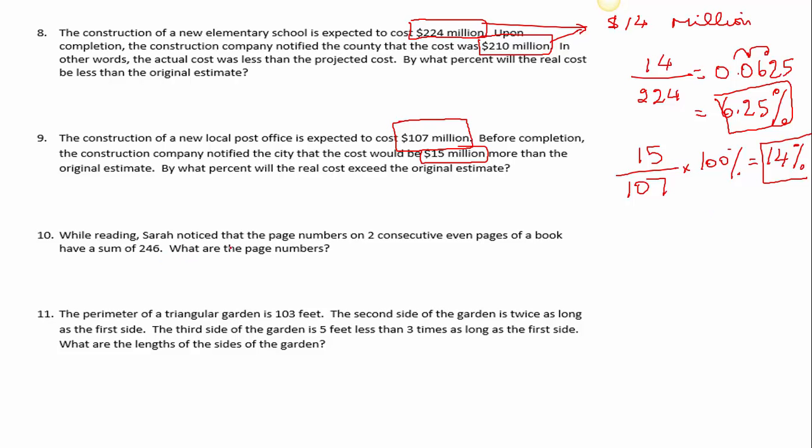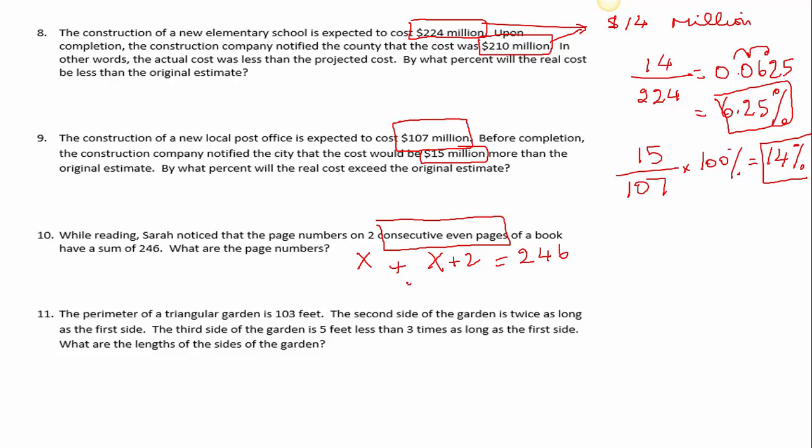While reading, Sarah noticed that the page numbers on two consecutive even pages of a book have a sum of 246. So if the first page is x, the second consecutive even would be x plus 2. When we talk about consecutive even pages, that means we're increasing by 2. If the first one is x, the next consecutive even page would be x plus 2. And she noticed that the sum is 246.